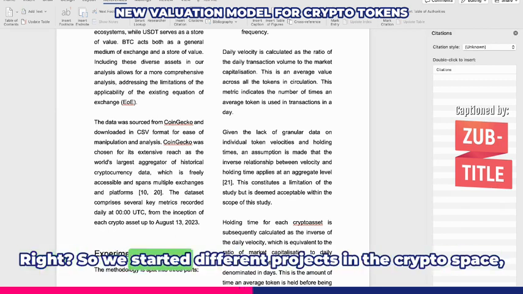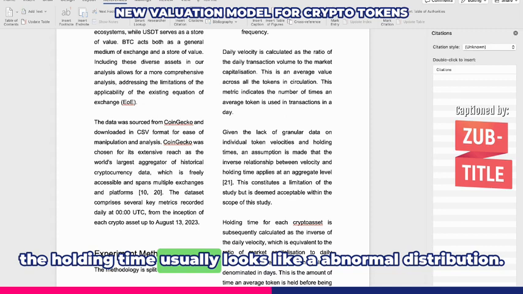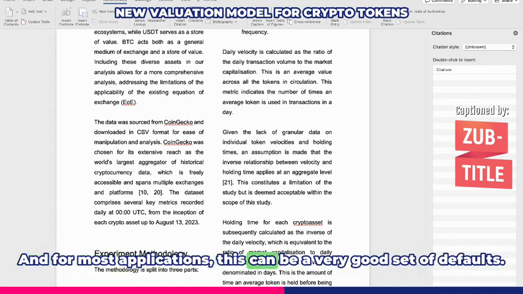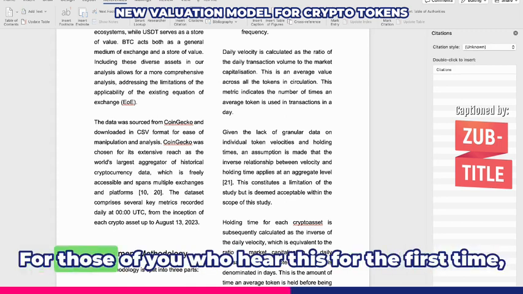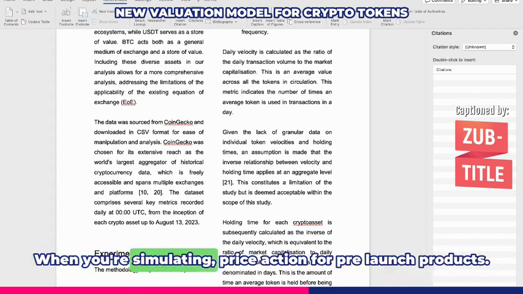So we studied different projects in the crypto space, and we discovered that the holding time usually looks like a log normal distribution. And for most applications, this can be a very good set of defaults. For those of you who hear this for the first time, it's usually one of the most difficult parameters to set when you are simulating price action for pre-launch projects, right?